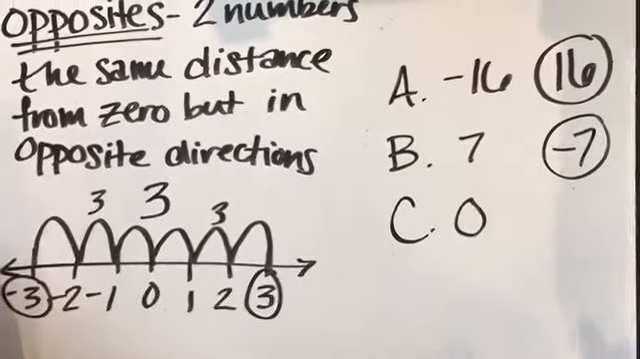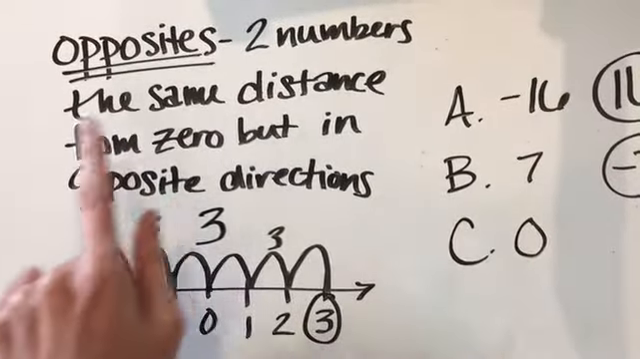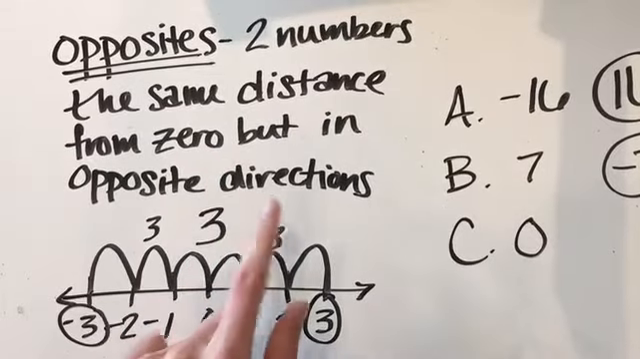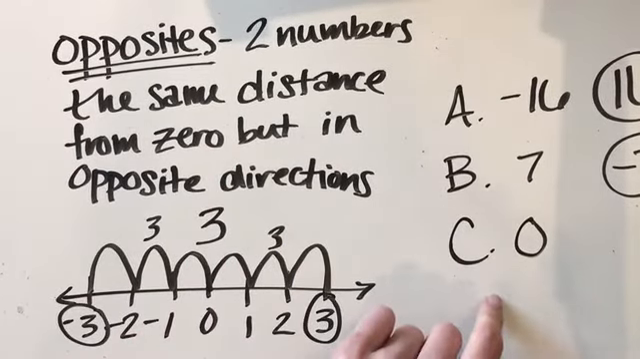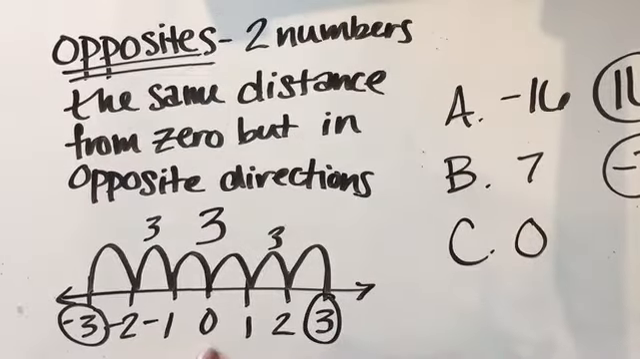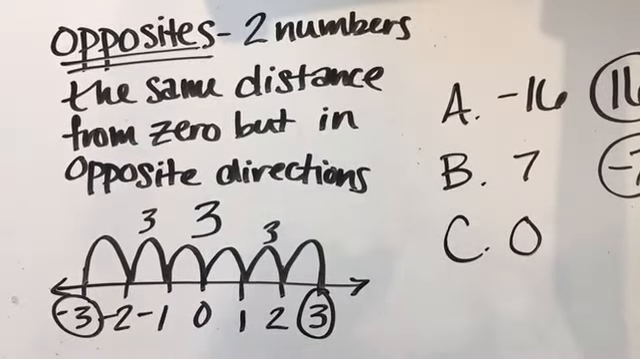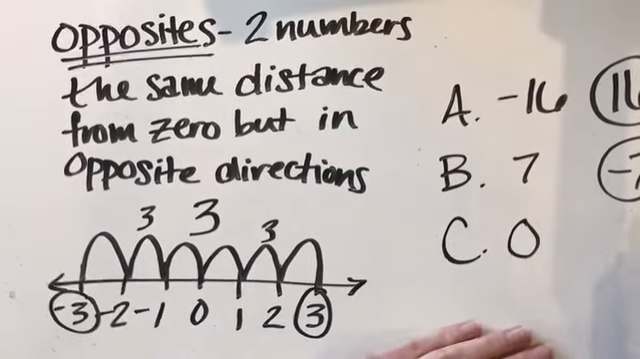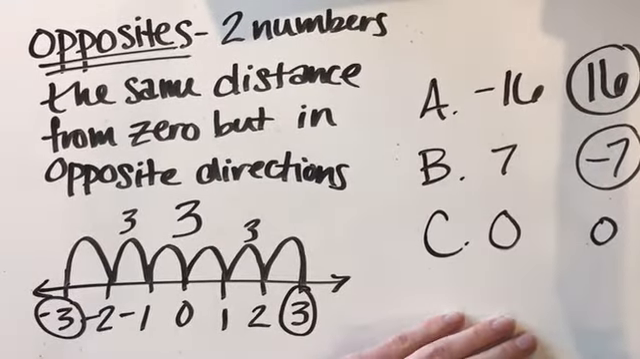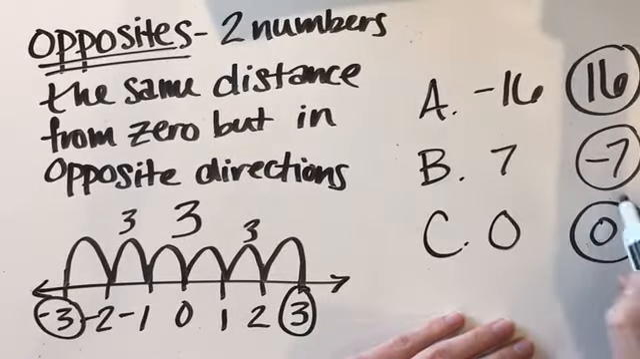Well, let's go back to the definition. Two numbers, the same distance from 0, but in opposite directions. Well, how far away is 0 from 0? Well, it's 0, right? So if we go in the opposite direction, 0 units, what will we end up at? 0. So the opposite of 0 is 0. We're going to get a donut there.